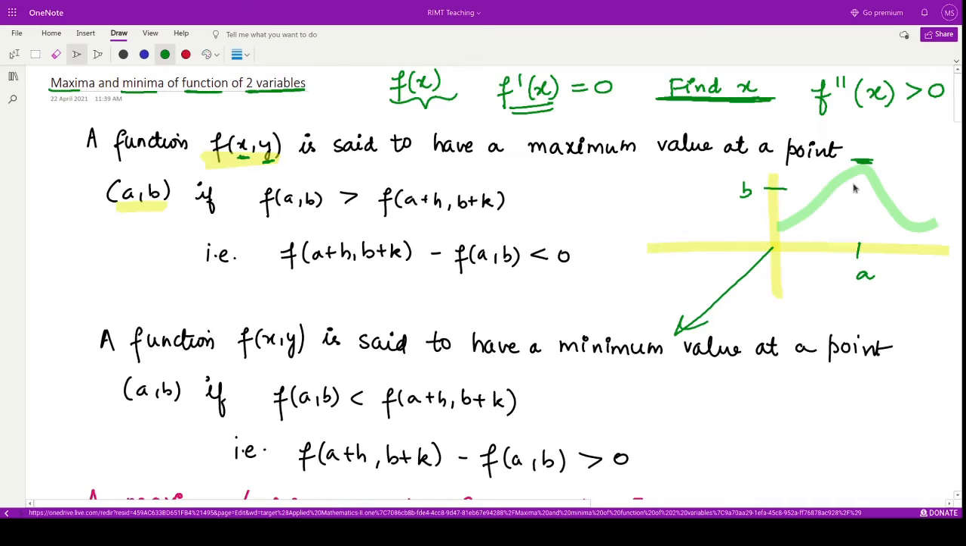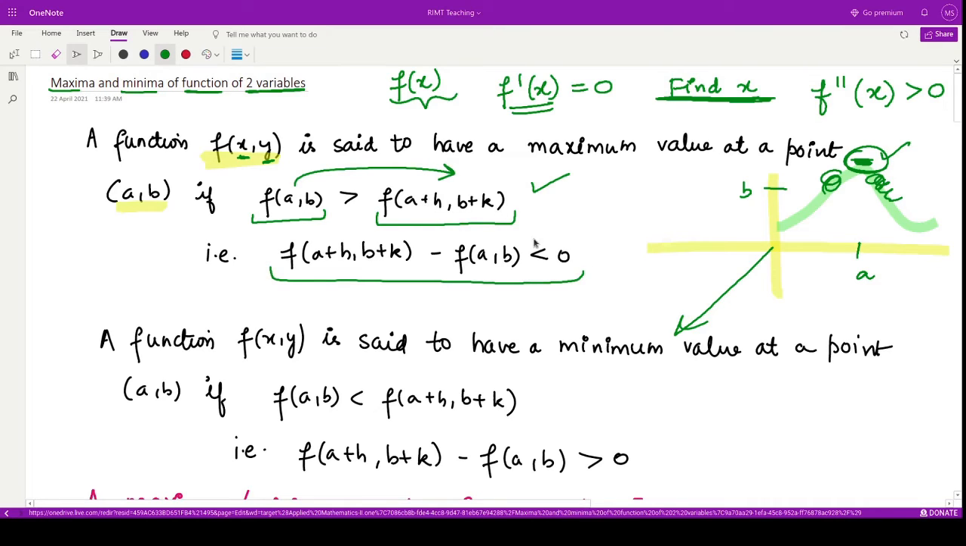What I'm trying to say is, for the peak value at the point a, b, the function's value here would be maximum whenever it is greater than all the neighboring values. The value of the function at this point would be greater than the value at all neighboring points (a plus h, b plus k), where h and k are very small quantities. So this is the condition for the maximum value. Hence you can rearrange this equation and shift this term to the right hand side, so you will have this quantity. This is the definition for a function to have a maximum value at some point a comma b.